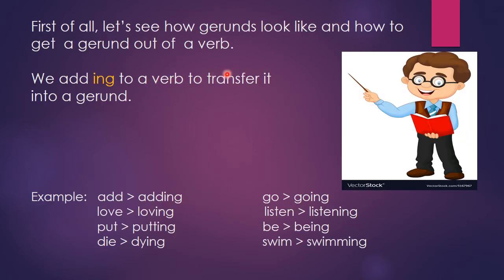First of all, let's see how gerunds look and how to get a gerund out of a verb. Okay, so we add ing to a verb to transfer it into a gerund. Here we have infinitive verbs and I want to transfer them into a gerund. Okay, add becomes adding, love, loving, put, putting, die, dying, go, going, listen, listening, be, being, swim, swimming. Okay?